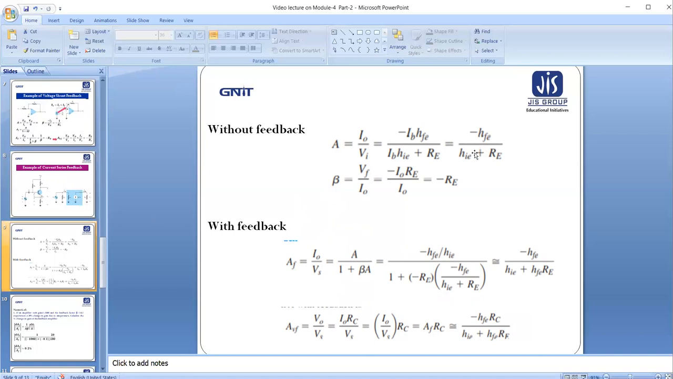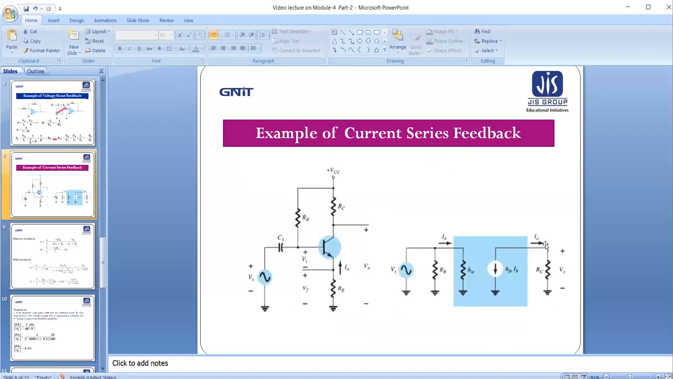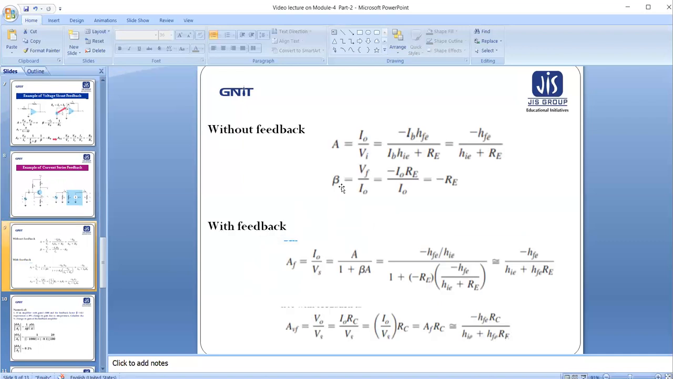So it becomes minus HFE by HIE into RE, and beta is equal to VF by I naught. VF equals minus I naught into RE. Why? Because this is the collector current and it is equal to the emitter current also. So this current is flowing through this path and it will develop the feedback voltage. Therefore I naught into RE is VF, so it is VF by I naught. So it becomes minus RE.